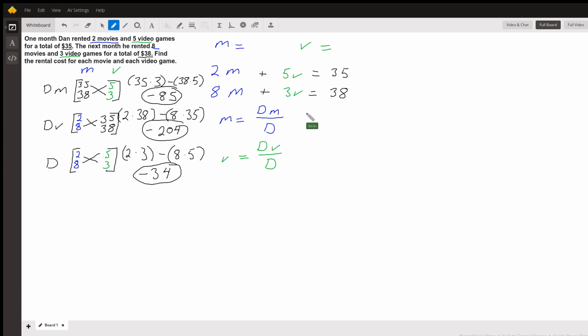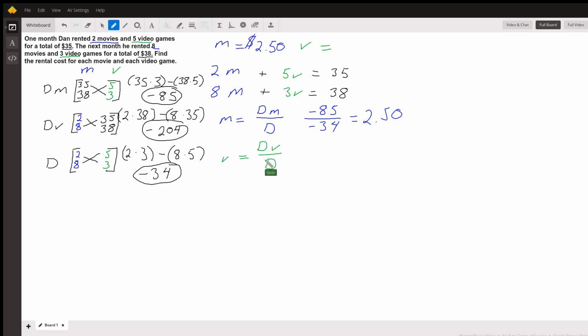The determinant of M is negative 85 divided by the determinant, negative 34, which gives us an answer of $2.50. So the price of a movie rental is $2.50.